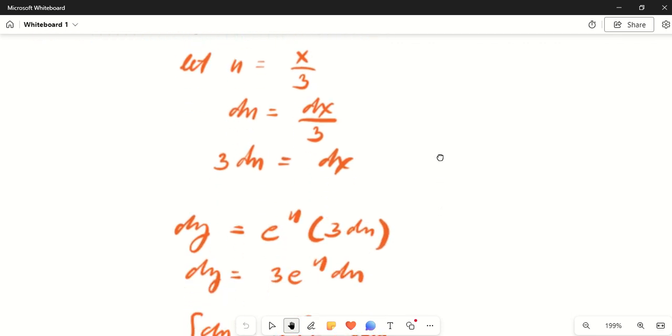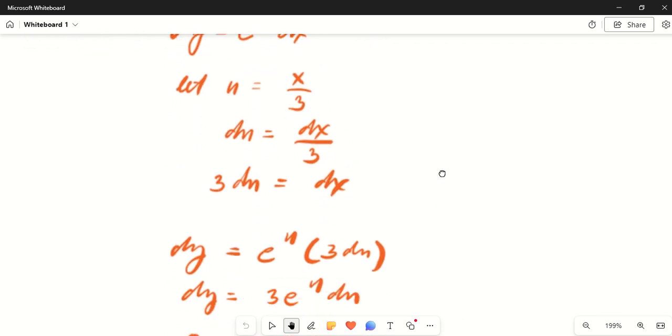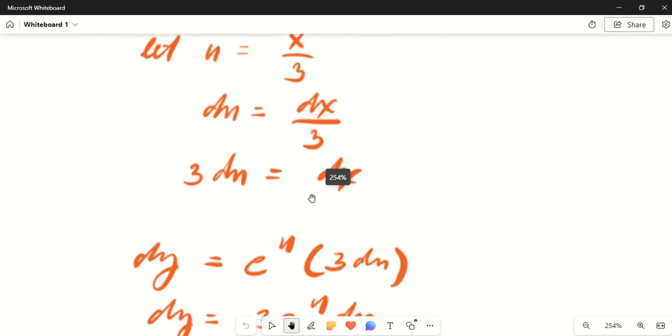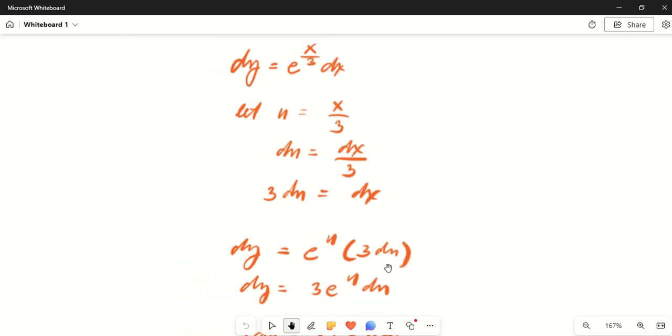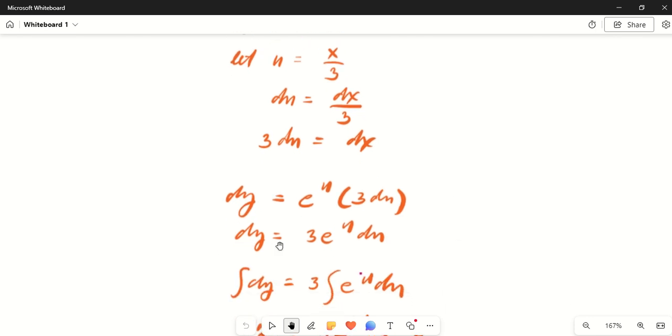Okay, so here our new equation will now then be dy is equal to e raised to u. We substituted your exponent x over 3 with u. Okay, so e raised to u times your dx can be replaced with 3 du. So we have the quantity of 3 du here. And please bear in mind the constants should be written before the expression. So we have our new equation dy is equal to 3 e raised to u du.